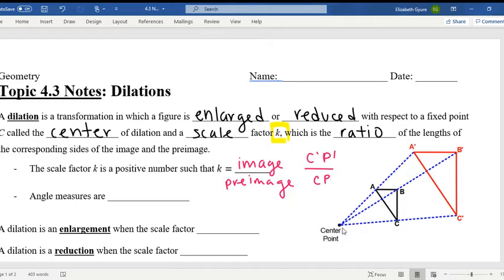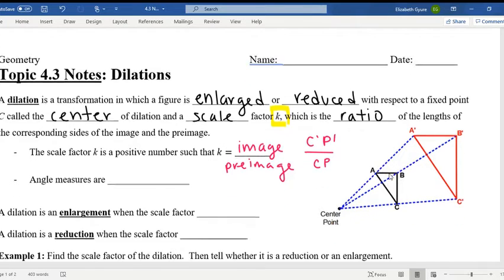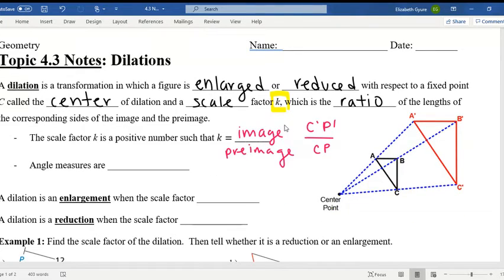So you just take a measurement from your center, right? Take your measurements and compare them. The important point to remember is you take your image over your pre-image, a measurement from your new shape over a measurement from your old shape. And then angle measures are the same.